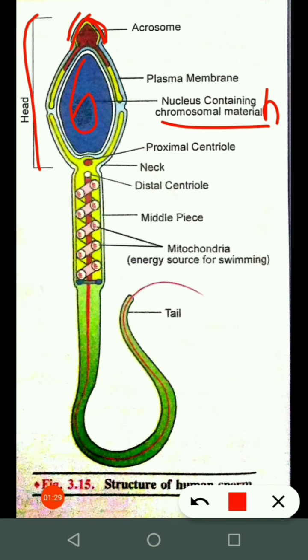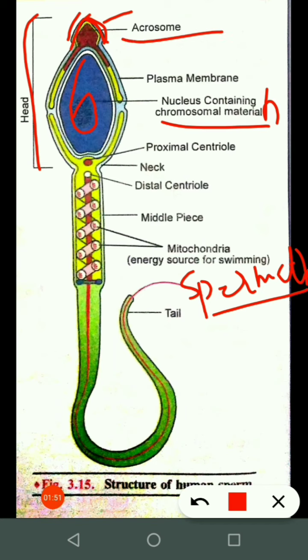This acrosome contains various enzymes. Actually it is derived from the Golgi body of the spermatid. Do you remember? From spermatid, spermatozoa are formed. So from spermatid, the Golgi bodies produce the acrosome of spermatozoa. So this acrosome contains various enzymes.